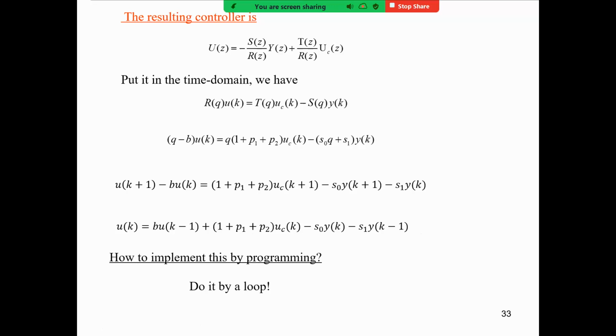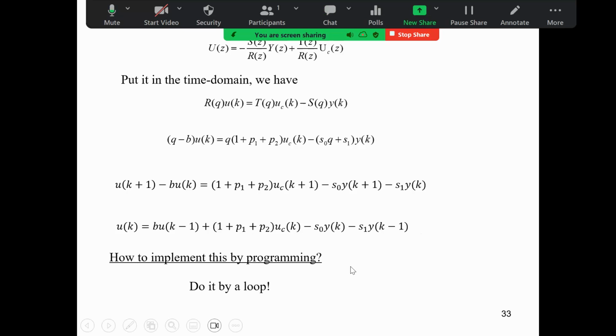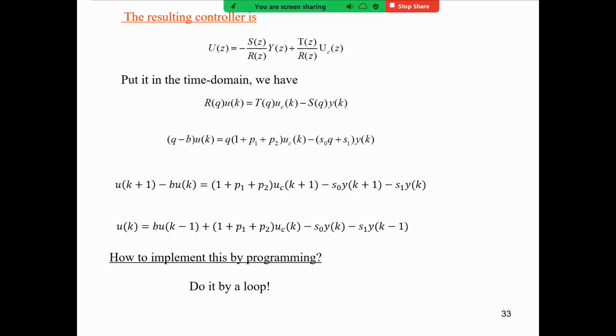Okay, any questions? Then you know what a transfer function is. This is the way you implement a transfer function. Indeed, you have to do it. For a continuous transfer function, how do you implement that? You have to implement it through the differential equation. Okay.